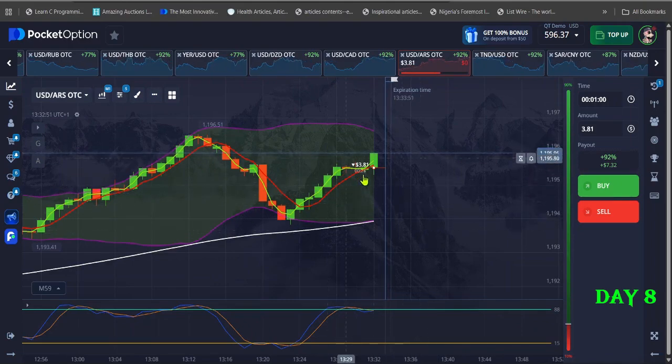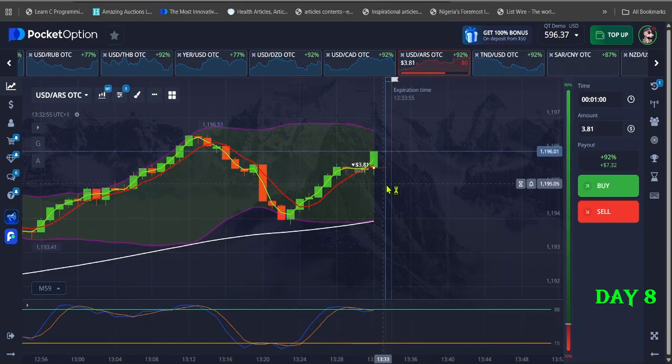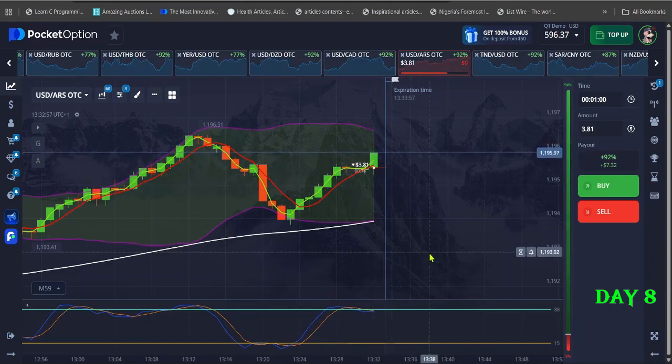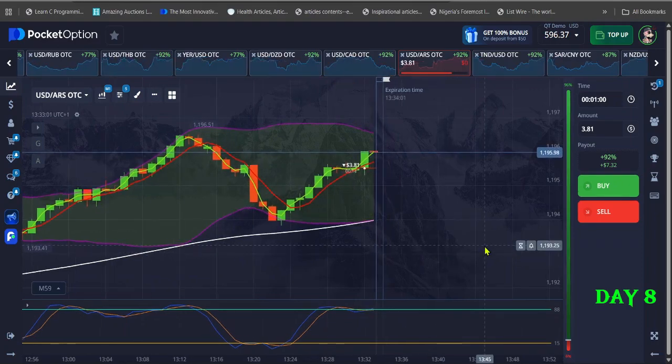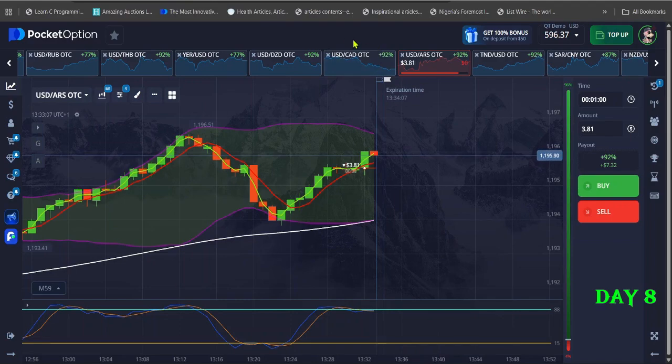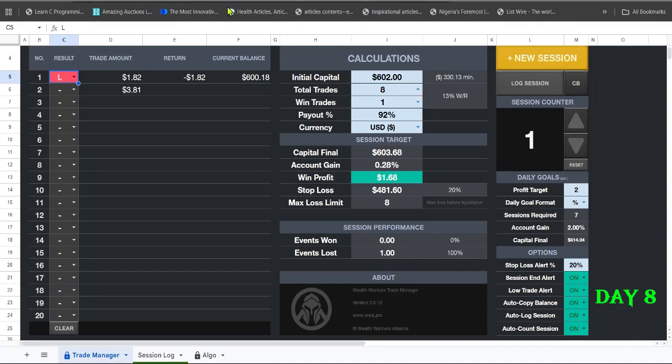Okay. And you can see right now that it is already bouncing off from the point that I entered the trade. And from all indication, it is showing that we might be losing this trade, but that's not a problem. If we lose the trade, we'll still look for another opportunity on the market and see if we can recover the losses we have incurred. All right. Remember, the chances of entering a wrong trade is very high.